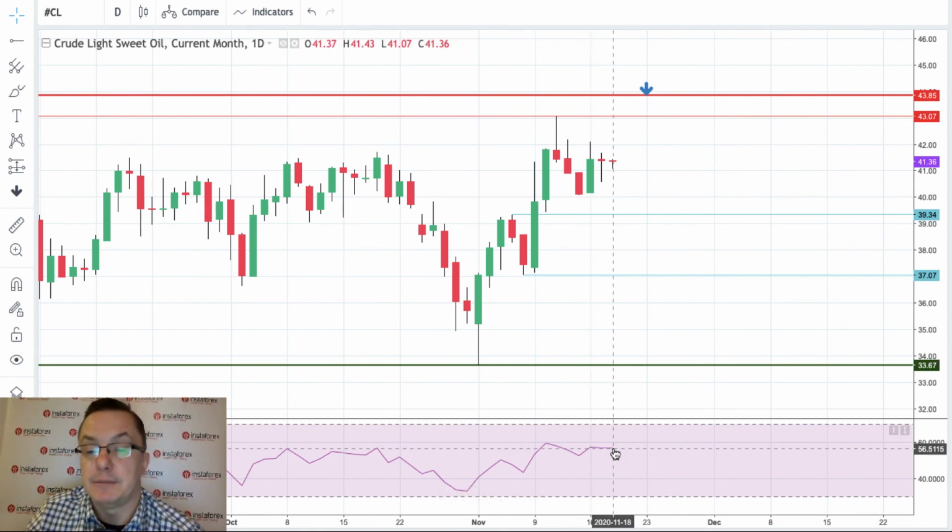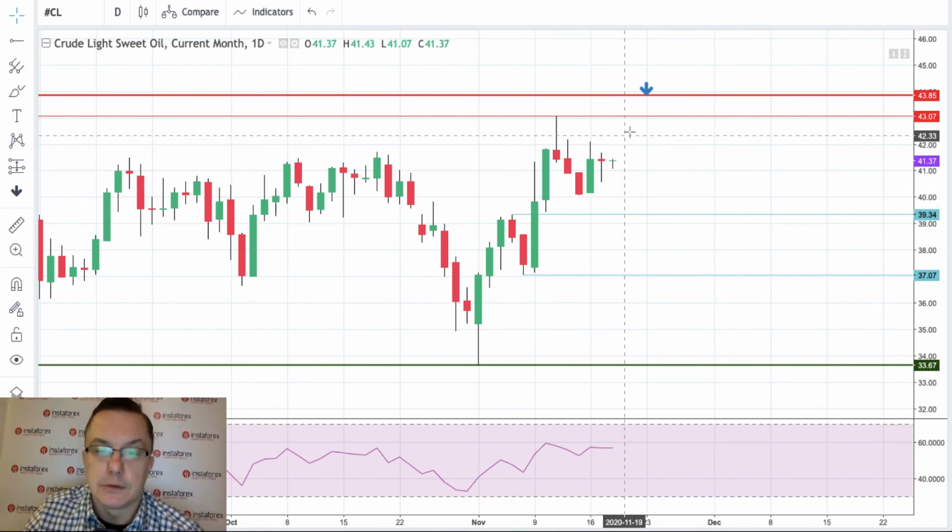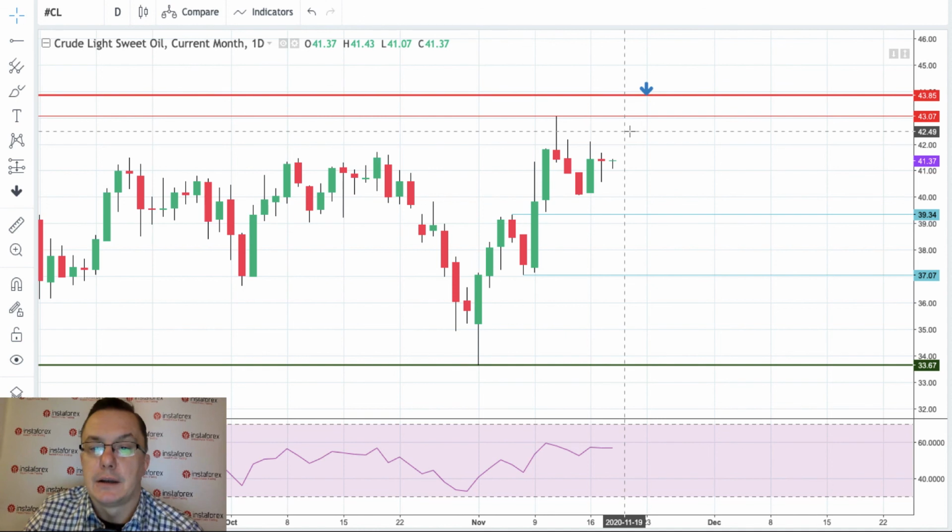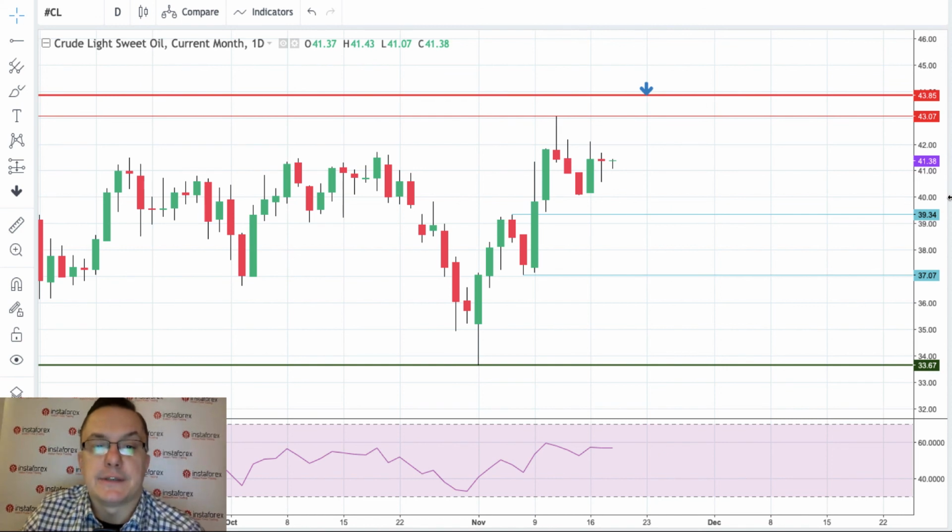The momentum is maybe not very strong, but it's still positive, and maybe this kind of bullish attitude will help the market to climb a little bit higher before the week ends. So this is my analysis for today.